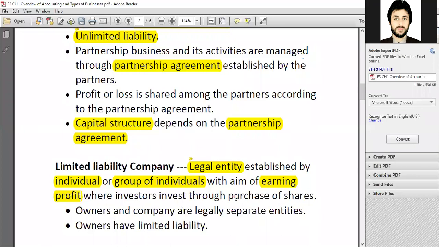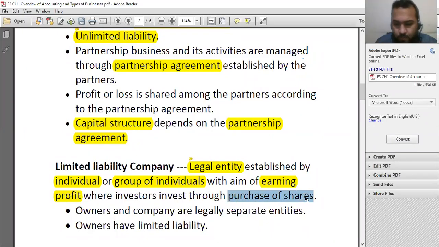The investor, meaning the owner, will invest in the company through the purchase of shares. How much investment you have made in a company will be determined through the number of shares you are holding. Clear? The more shares you are holding, the more power you will have in the company.